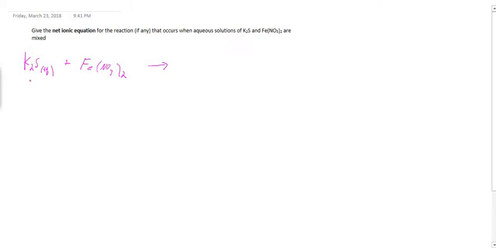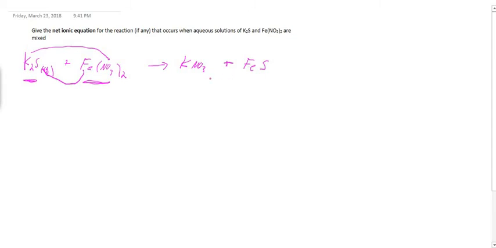Again, this is going to be a double displacement here. These two people came to the dance together, the potassium and the sulfide, and the iron and the nitrate came together, and they're going to split up. So this potassium is going to hook up with the nitrate, and the iron is going to be with the sulfide, the iron 2. And so my products are going to be KNO3 plus Fe, iron 2 sulfide. So these are my products.